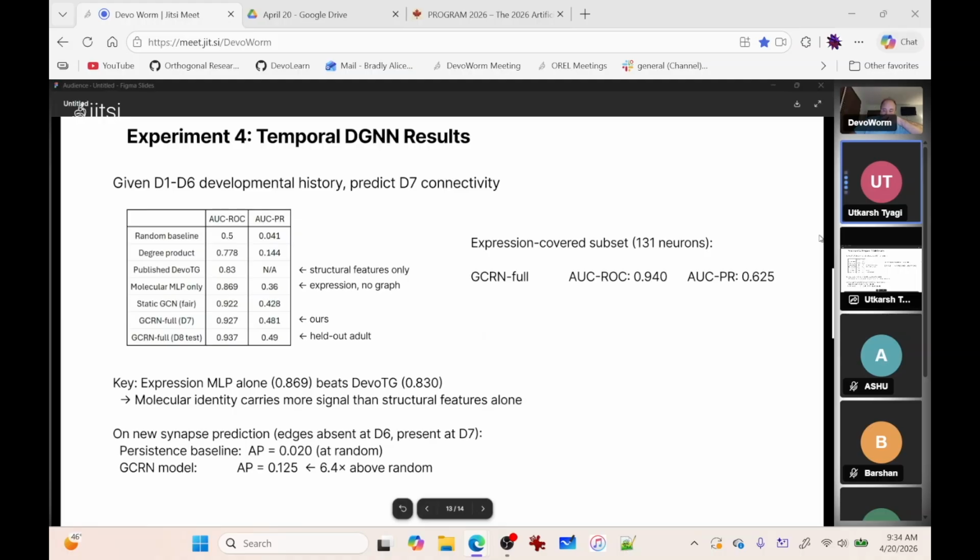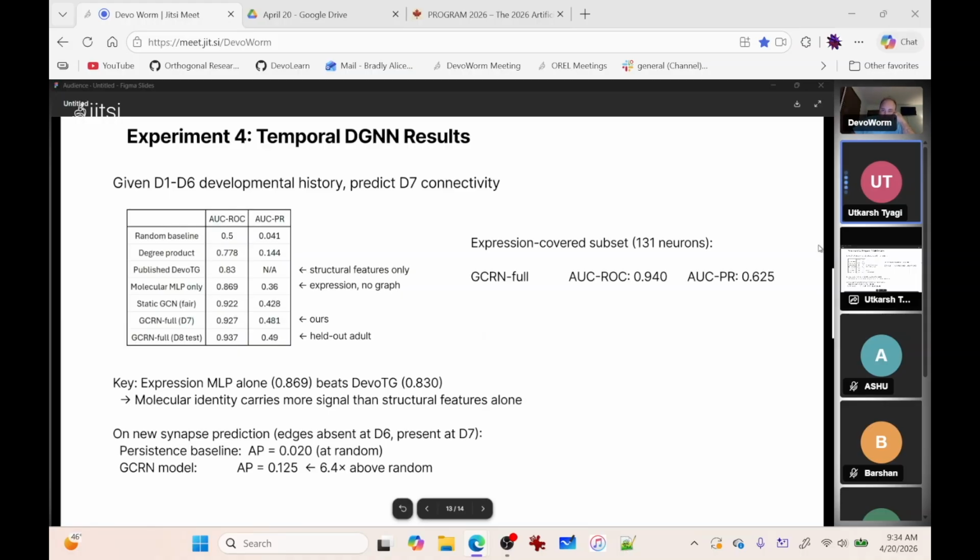Okay, so here were the results from DGNM. The model achieved an AUC-ROC of 0.927 predicting D7 connectivity, and 0.937 on the held-out T8 adult test.